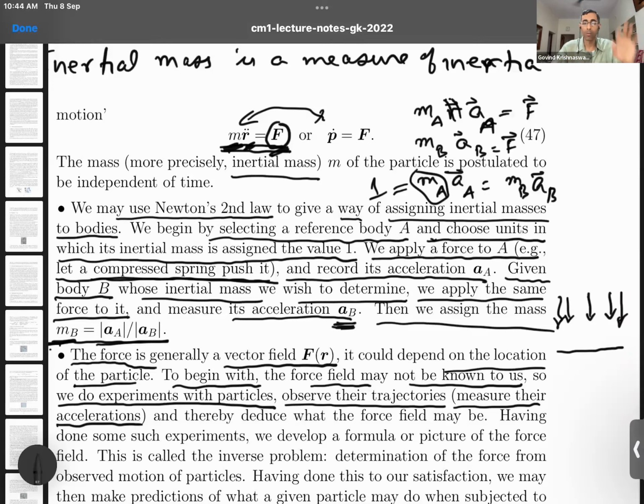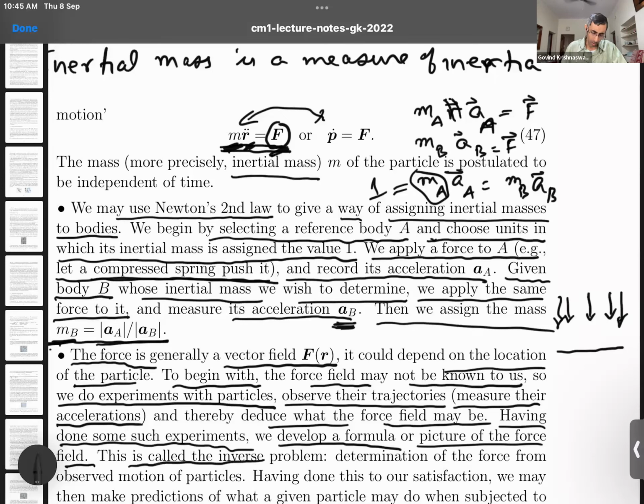So that is the first step. I've already assigned inertial mass to my body, my reference body. Then I do these experiments in different places with my reference body and thereby determine the force. So thereby deduce what the force field may be. Having done many such experiments, we develop maybe a formula or a picture or a bunch of arrows of certain lengths, a picture of the force field. So in practice, this is what you would do.